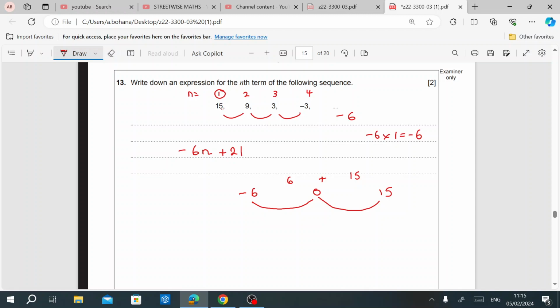Minus 6n plus 21. And the whole point of the nth term is it allows you to work out any number in that sequence. So for example, let's say I wanted to find out the 3rd number in the sequence. We know the answer is 3, but let's prove it. Minus 6 times 3 is minus 18, plus 21 is 3. So it does work. Don't forget to do them checks, yeah?